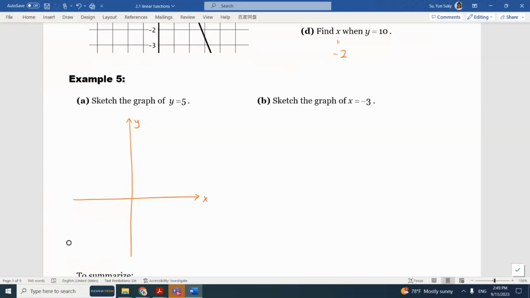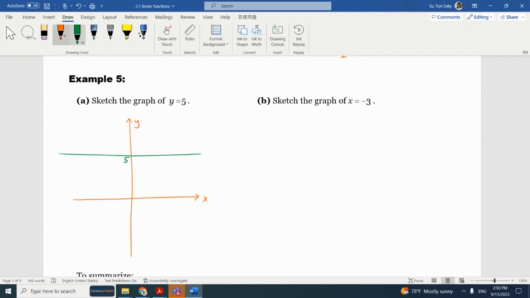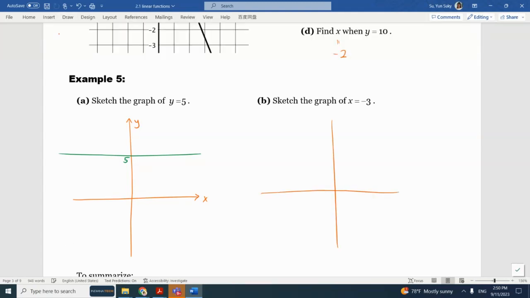Y equals 5. What does it look like? Vertical line or horizontal line? Horizontal line. And it's 5, right? So we draw a horizontal line, and this is 5. My line should be very horizontal, like this. Good. And then x equals -3.